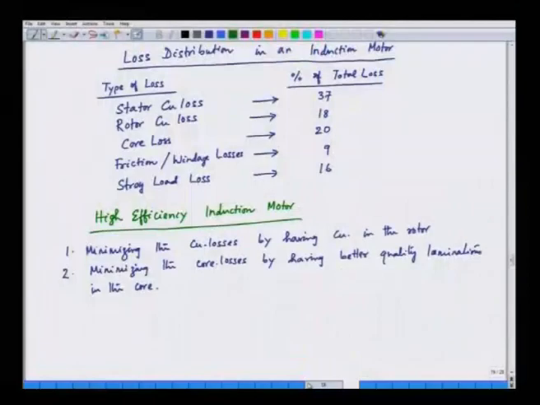We have seen that in the typical loss distribution, the stator copper loss is about 37%. This is the percentage of the total loss. It occurs in the stator, basically in the stator winding. Physically, it's in the winding of the stator. In a normal three-phase machine, we have phase A, phase B, and phase C, and the stator copper loss occurs in the physical winding of the machine.